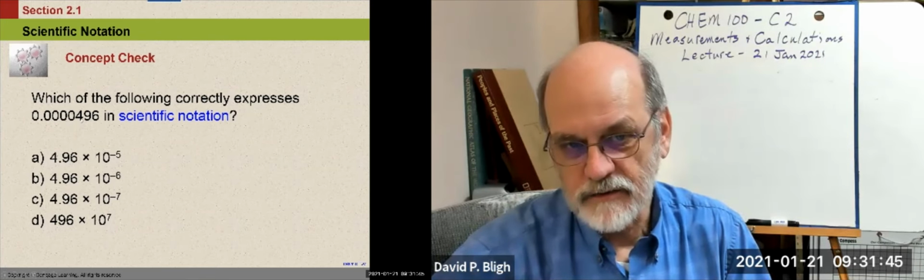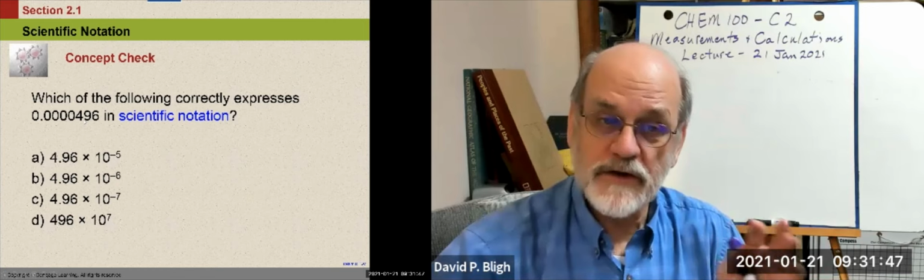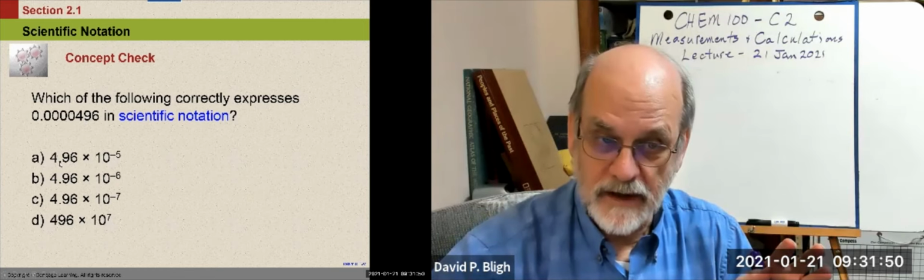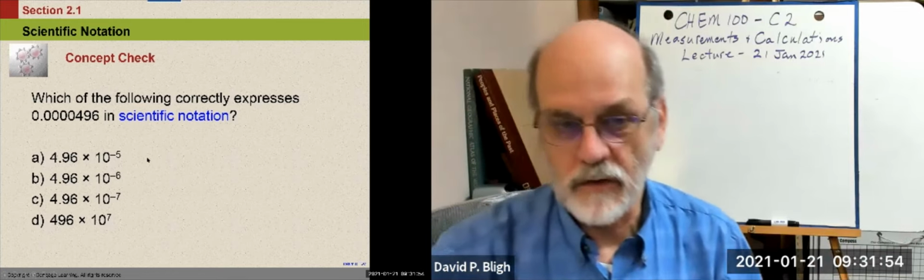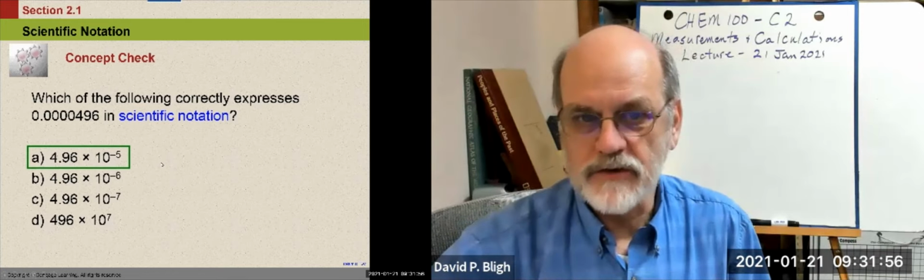And we check ourselves. Right, what's the coefficient? The coefficient should have the decimal here, right? 4.96, and the power of 10 there. So that's our choice.